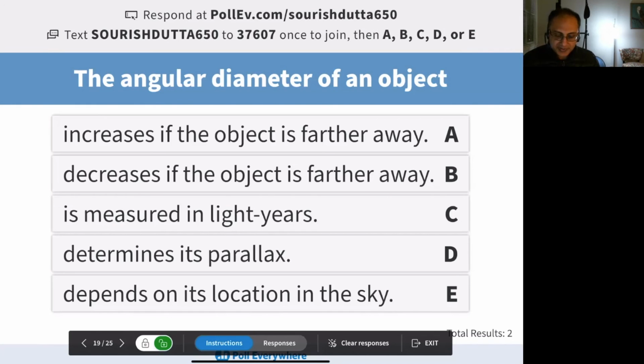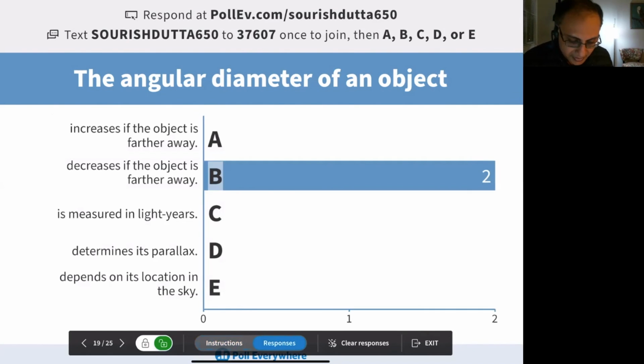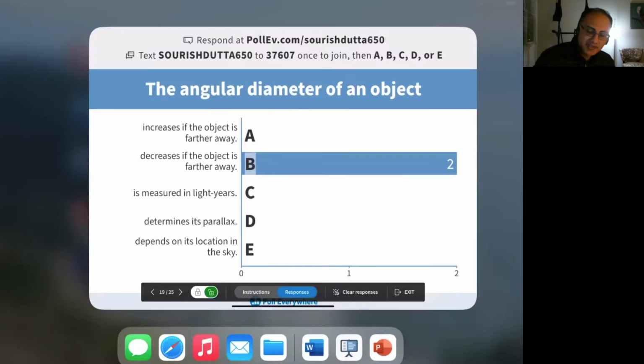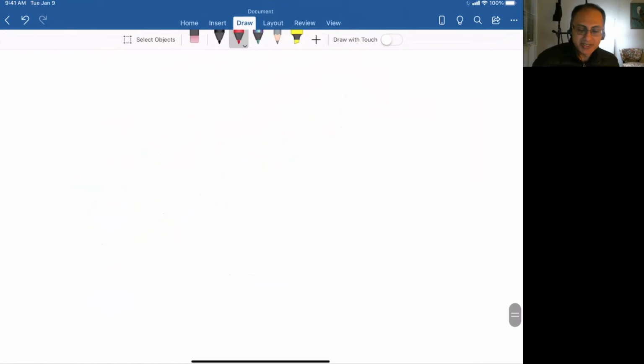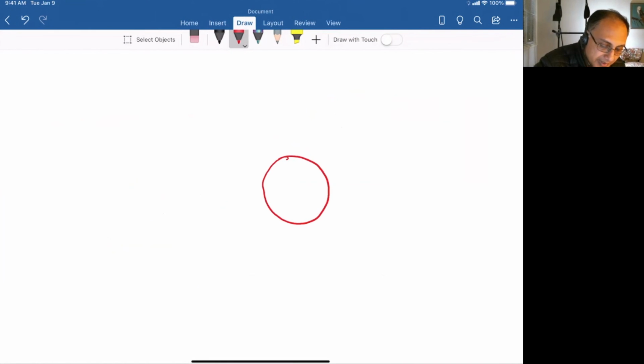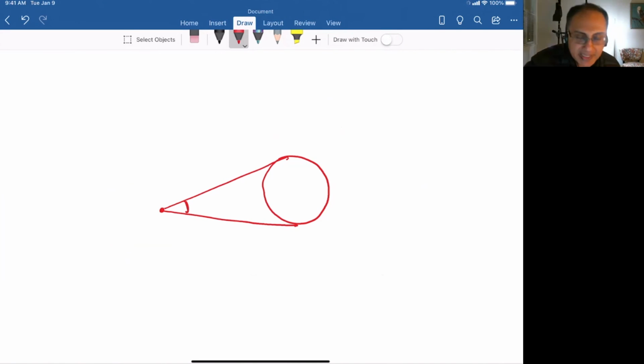All right, please put in your answers. Okay, so yes, the further away the object is, the angular diameter will decrease. And just to make sure that we are all on the same page, let's say that you're looking at the angular diameter of this object from here. Angular diameter means you draw one line from your location to one end of the object and then to the other end of the object. And this angle is going to be the angular diameter.